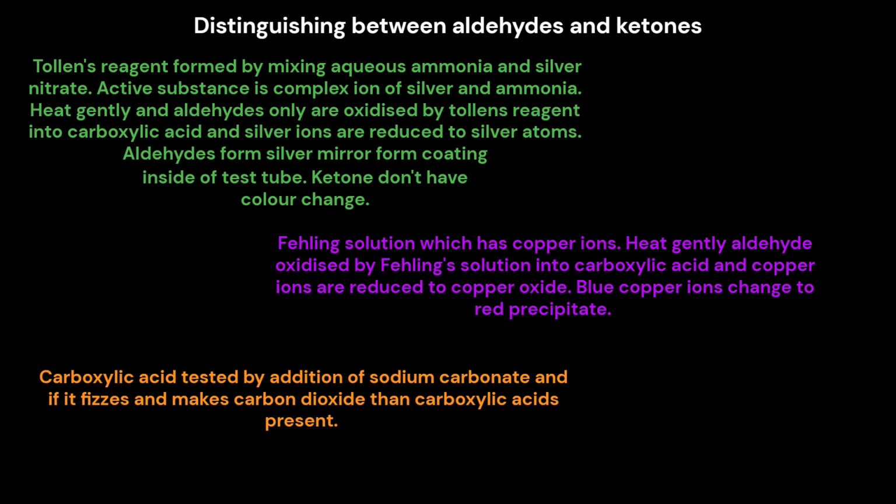Ketones don't show a color change. Fehling's solution contains copper ions. Heat gently; the aldehyde is oxidized by Fehling's solution into carboxylic acid and copper ions are reduced to copper oxide. Blue copper ions change to a red precipitate. A carboxylic acid is tested by adding sodium carbonate, and if it fizzes and makes carbon dioxide, then a carboxylic acid is present.